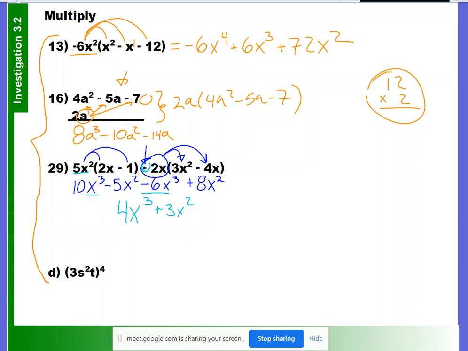And now we're left with x to the thirds and x squareds. They are not the same thing. Therefore, we cannot combine it any further.